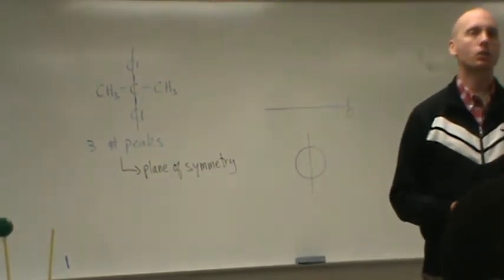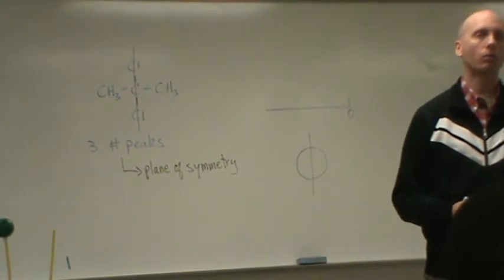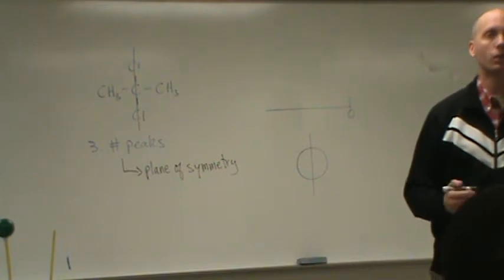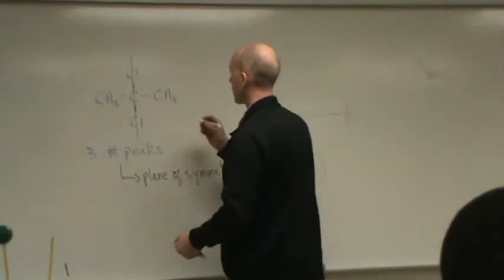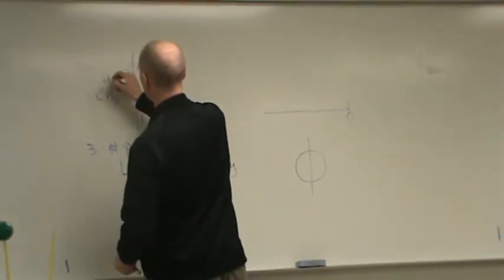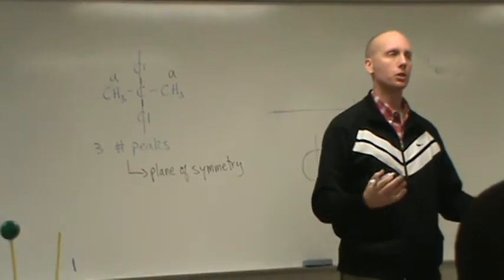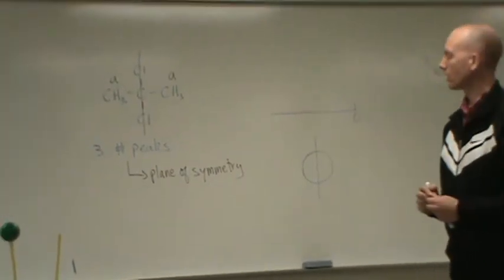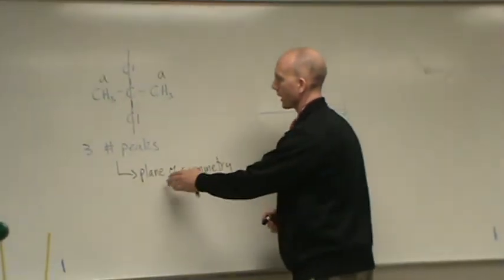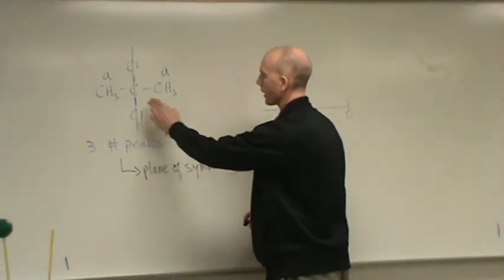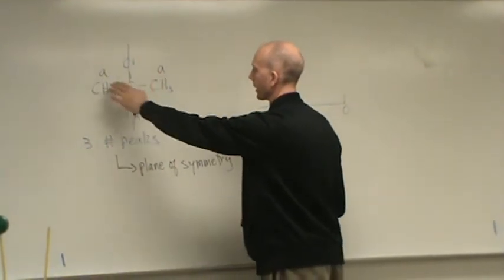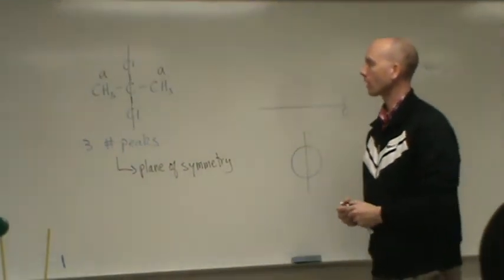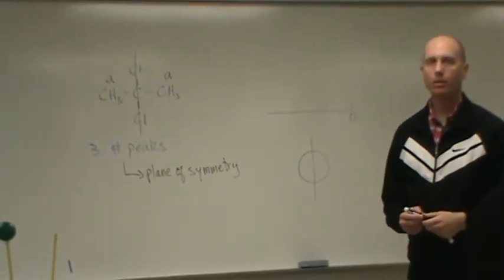So how many signals will this one give you? Can you get it? How many signals? One, because I just have one hydrogen type, don't I? So I got here and here, since they're the same, I'll just give them the same letter, A and A. So make sure you have it down. If I have hydrogens related by the mirror plane, those are the same. So here, how many peaks would I get? One.